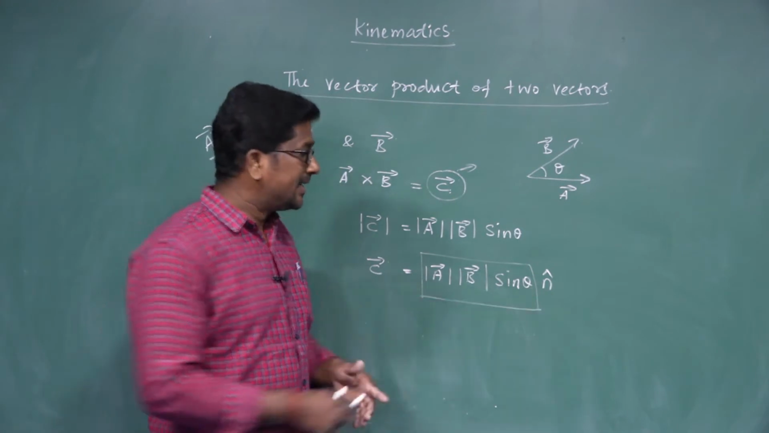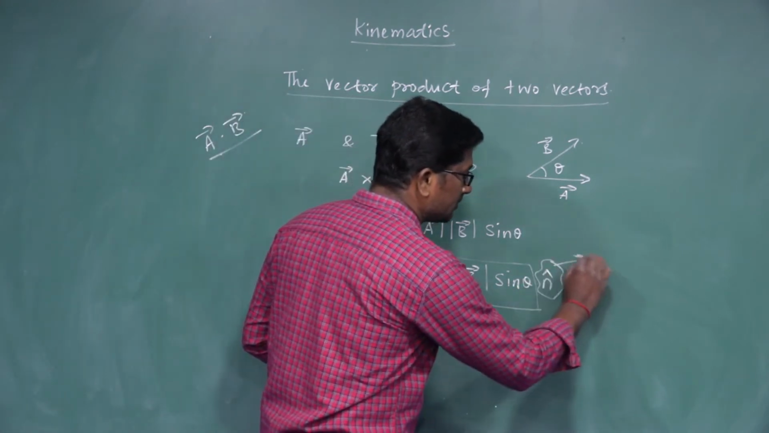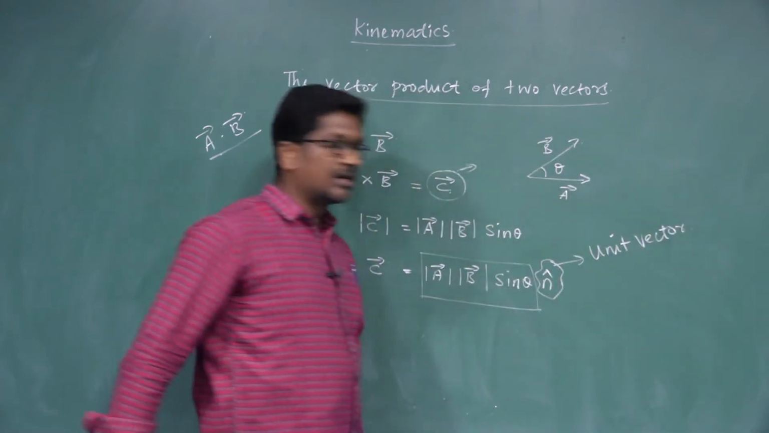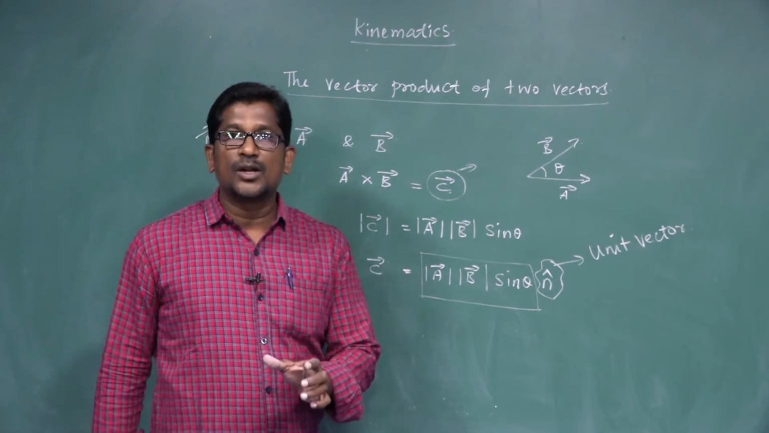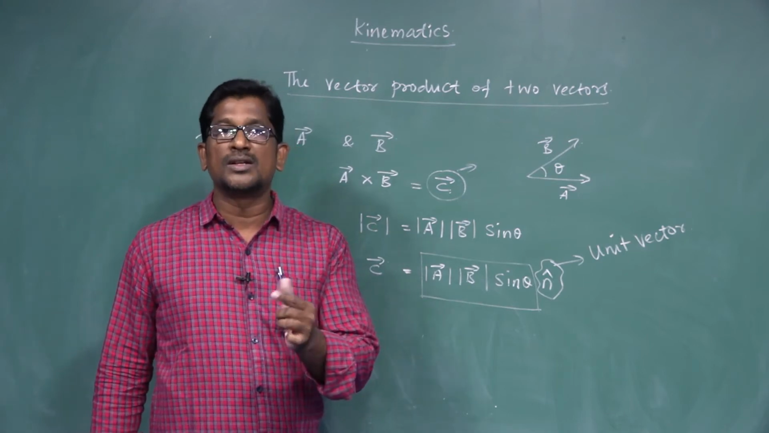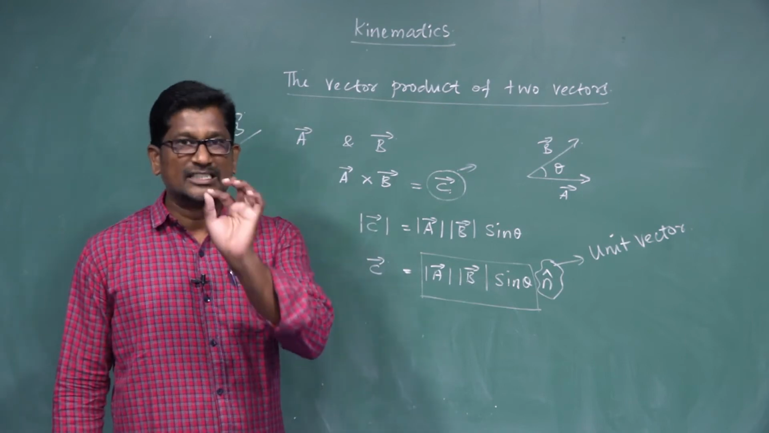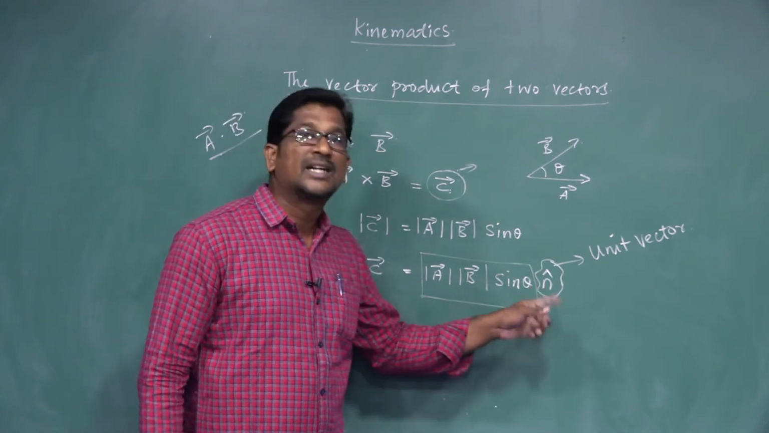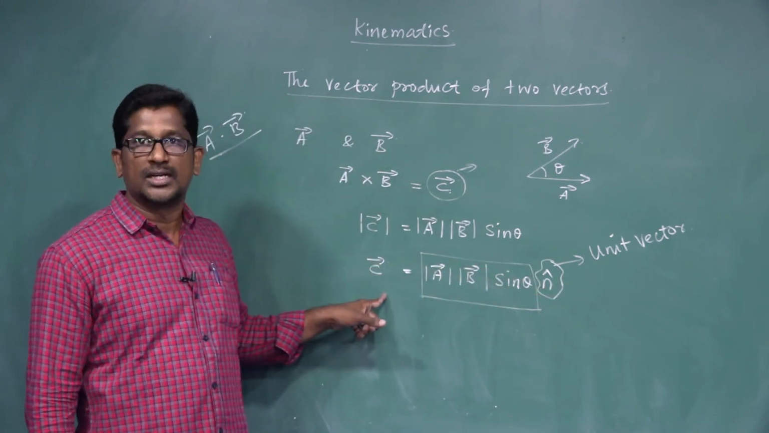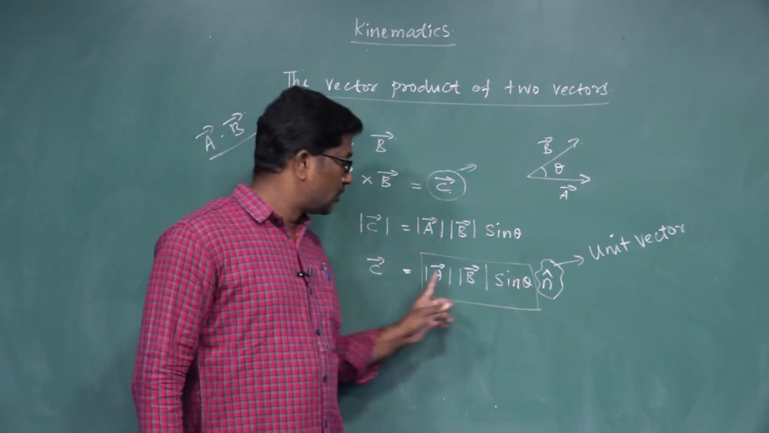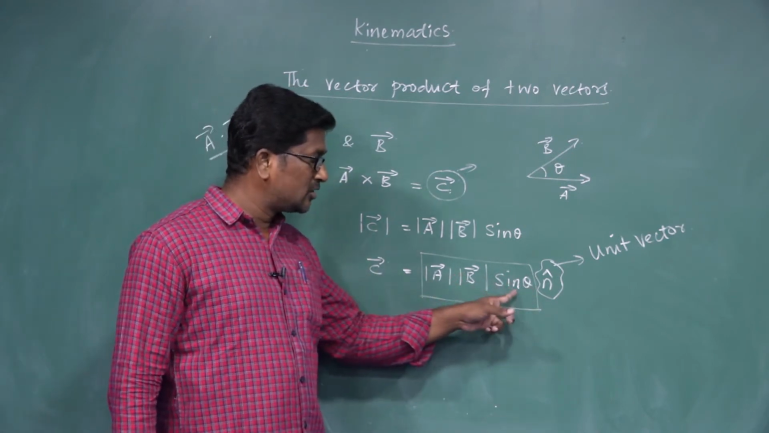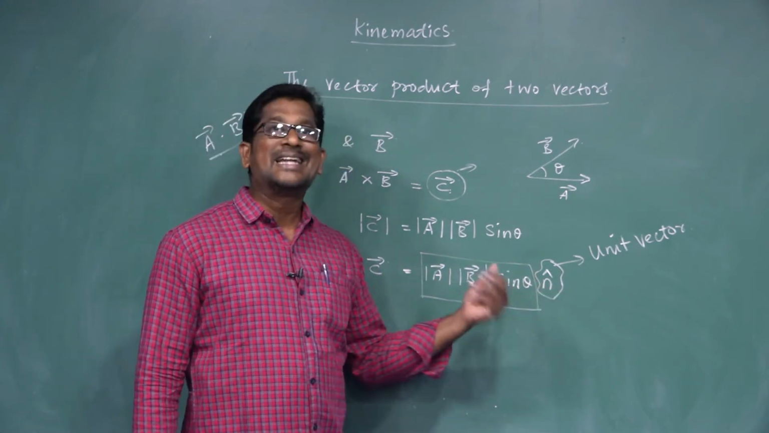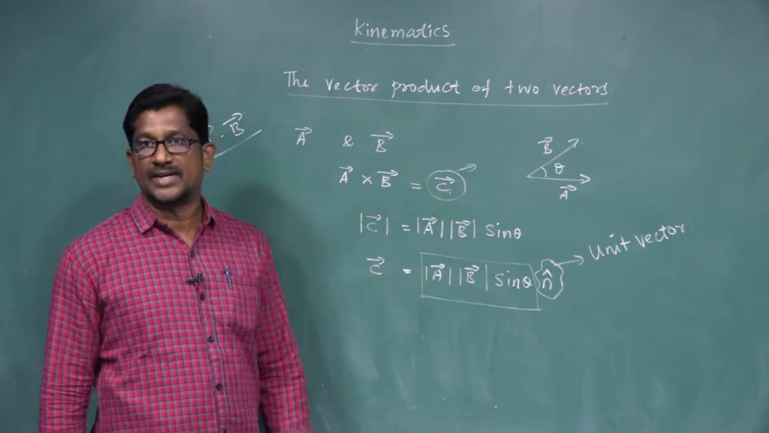Here, what is n cap? N cap is a unit vector. What is a unit vector? A vector whose modulus is 1, or whose modulus is unity, is called a unit vector. That is, its magnitude is 1. Then what is the use of n cap, that is the unit vector? The unit vector gives the direction of the resultant quantity. So modulus of A vector, modulus of B vector into sin theta gives the magnitude of C vector, whereas the unit vector, that is n cap, gives the direction of C vector.